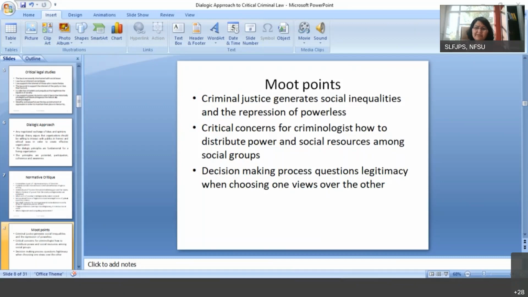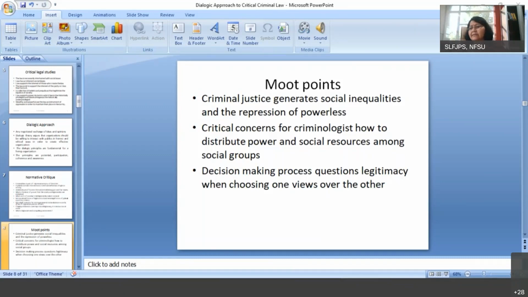We have Professor K.D. Gore, Seleke, everyone has made a study: look at the socio-economic profile of the people who are convicted and languishing in different kinds of prisons. What is their socio-economic and cultural profile? I know this hypothesis will be able to prove that this criminal justice administration system always generates social inequalities, and it always represses those who are powerless.